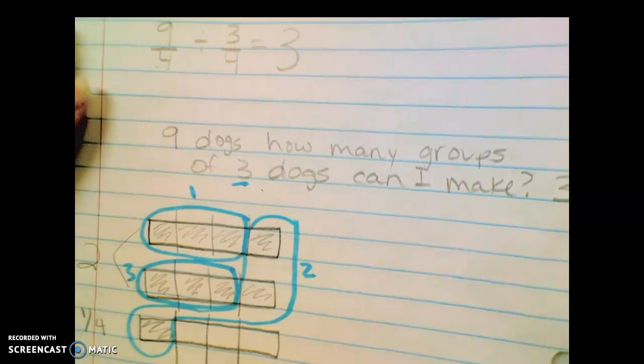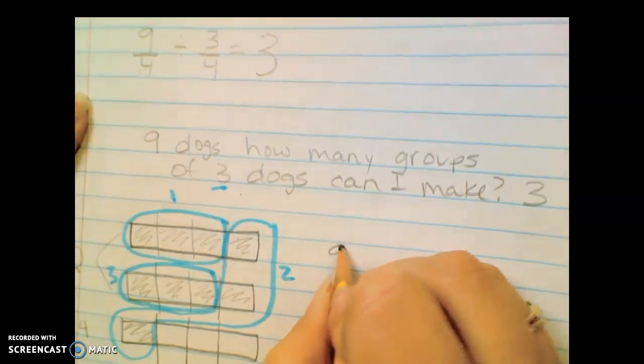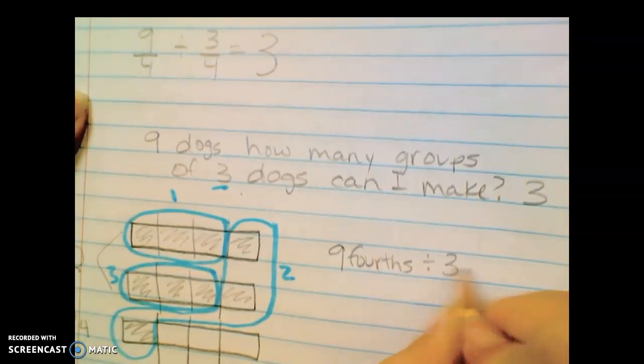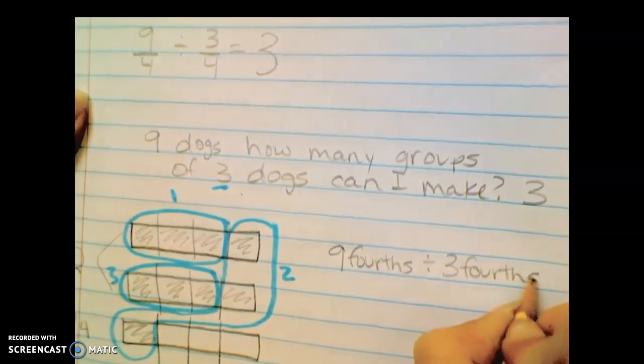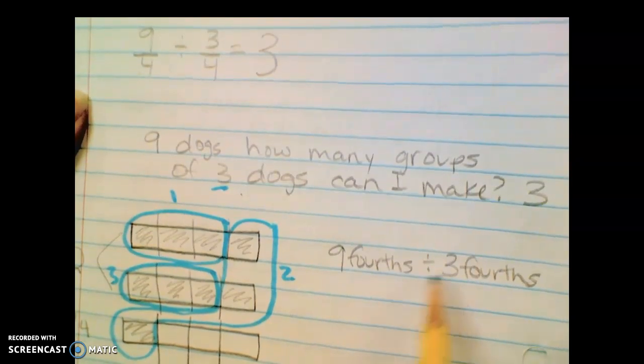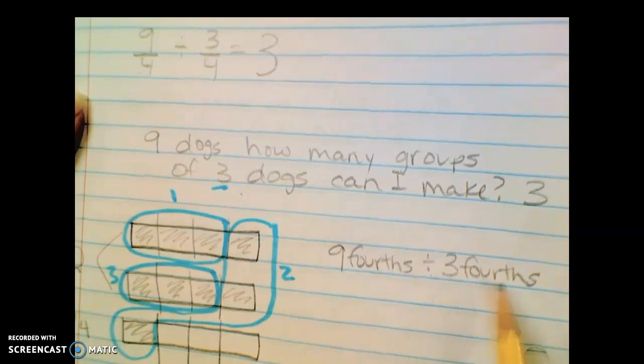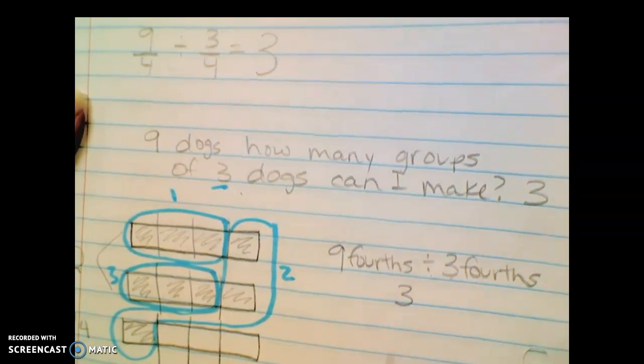If I were going to write it in unit form, I would say 9/4 divided into 3/4. 9 dogs divided by 3 dogs. 9 elephants divided into groups of 3 elephants. 9 divided by 3 is 3.